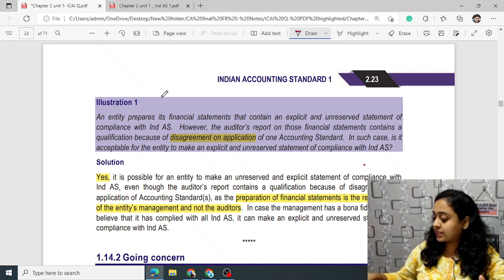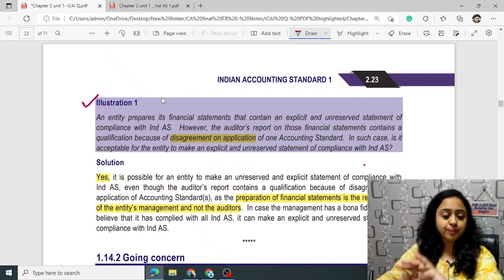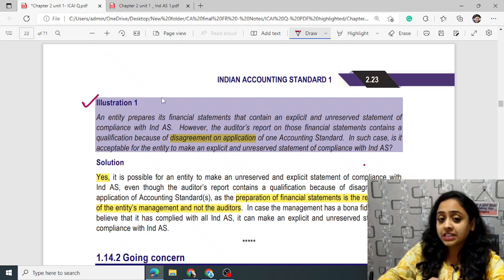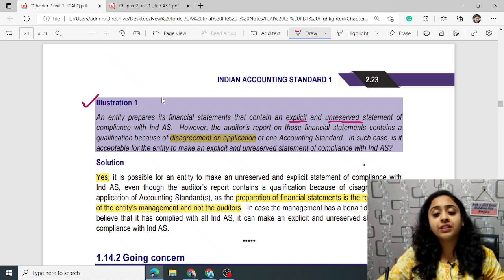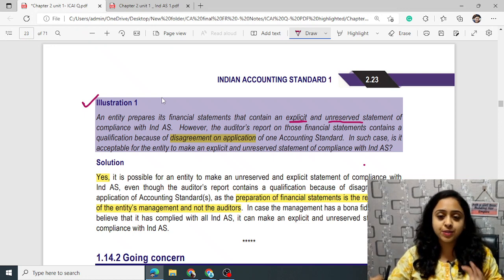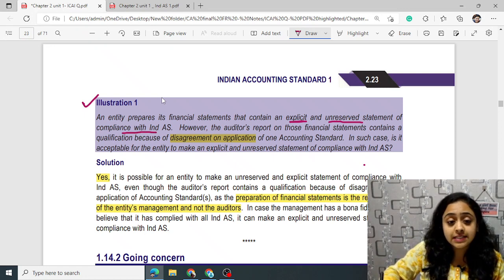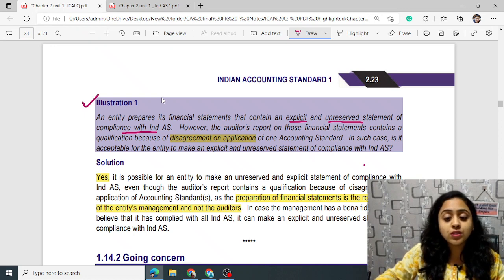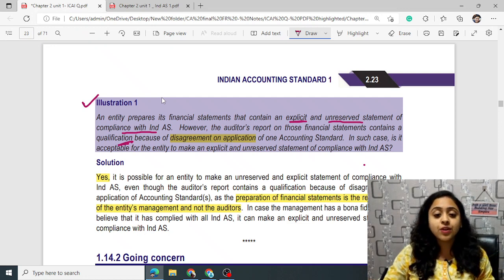Let's begin with question number 1, Illustration 1, page number 2.23. Let me know in case of doubt. An entity prepares its financial statements that contain an explicit and unreserved statement. What does this mean? While discussing the concept, we learned that explicit means a separate statement, and unreserved means without any ifs and buts, without any sort of exception. If a management is making an explicit and unreserved statement of compliance of Ind AS, however, the auditor's report on those financial statements contains a qualification. The auditor's report contains a qualification because of disagreement on application of one of the accounting standards.